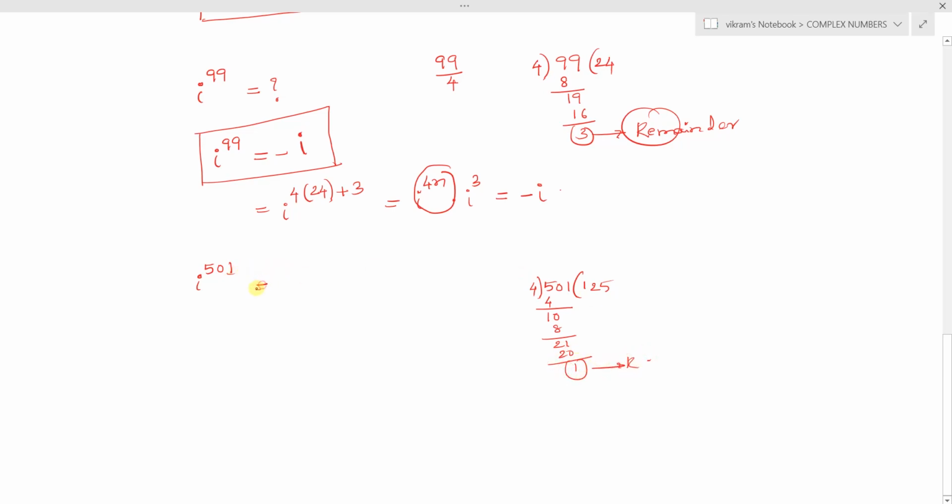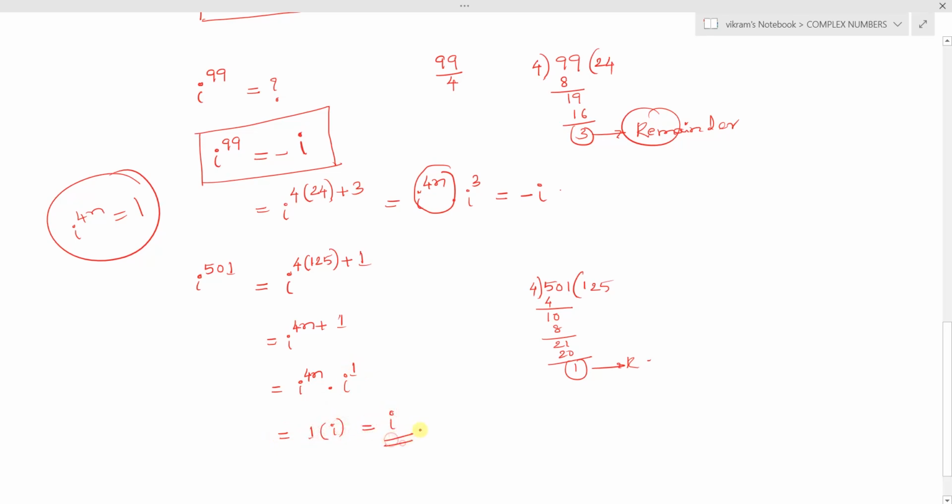So i^501 can be expressed as i^(4×125+1), which is in the form of i^(4n+1). Always remember that i^(4n) value is 1, for any multiple of 4 in the power we will always get 1. Then i^(4n) into iota power 1, so 1 into i. Iota power 1 means i. Simply we will get the resultant as iota.